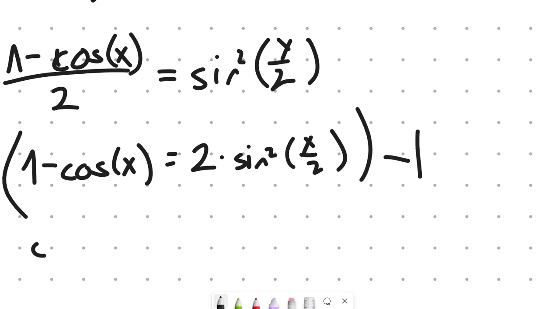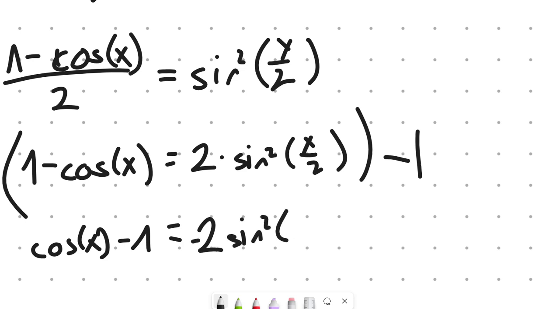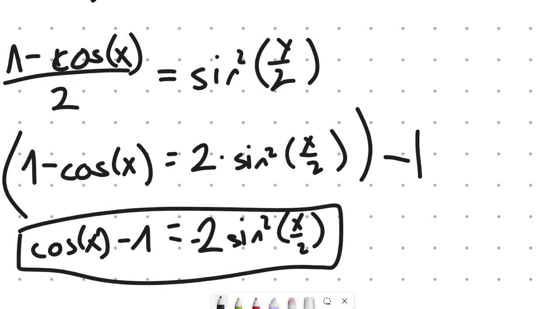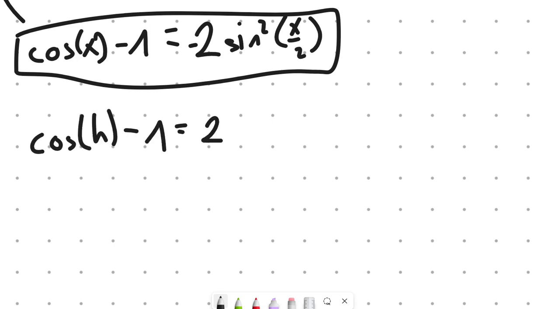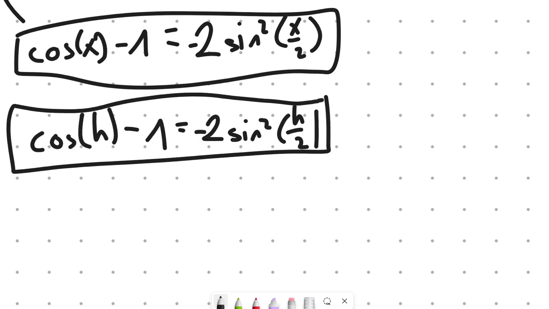So we'll have cosine of x minus 1 is equal to 2 minus 2 times sine squared x over 2. So we can take this and just transition the x to the h. So we'll have cosine of h minus 1 is equal to 2 minus 2 sine squared h over 2. So this is our definition for cosine of h minus 1, and we divide the whole thing by h.